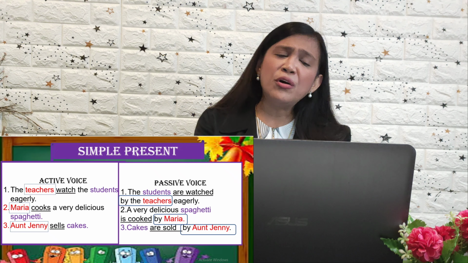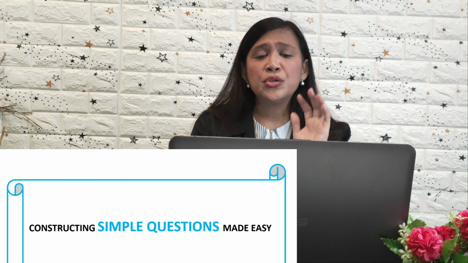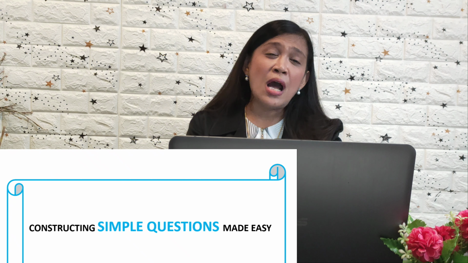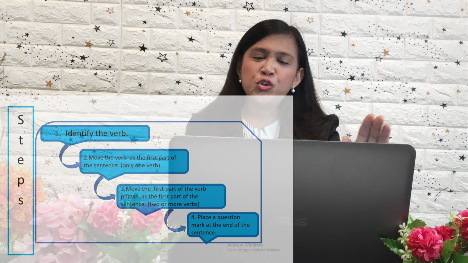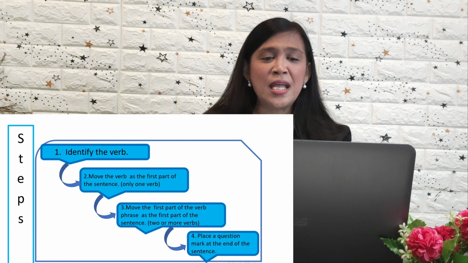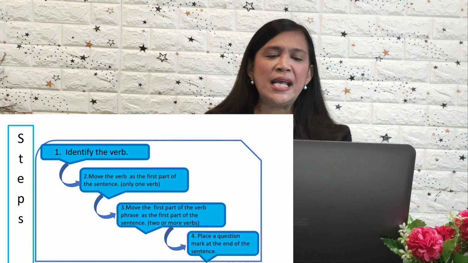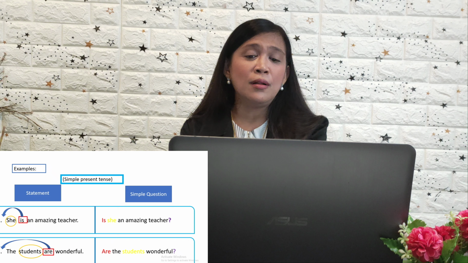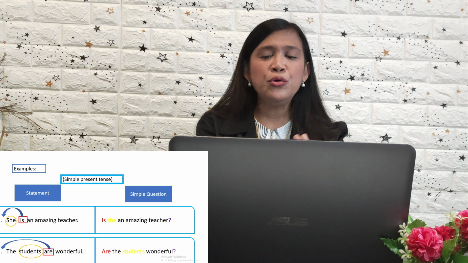And then, how about if your lesson is on constructing simple questions? So you have here, constructing simple questions made easy. So you just have to give them the steps. So if they can read the steps on their own, it will be very, very easy for you to explain. And then you give them the example. So you have to give here the statement and then the simple question. How are you supposed to do it?